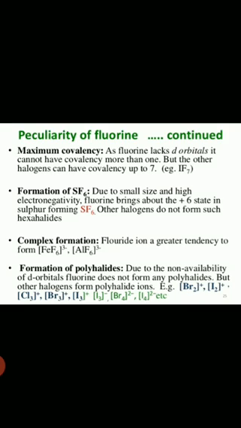Formation of SF6: due to its smaller size and high electronegativity, fluorine brings about the +6 state in sulfur, right, forming SF6. Other halogens do not form hexahalides. It undergoes complex formation also, and it also forms the polyhalide ions.